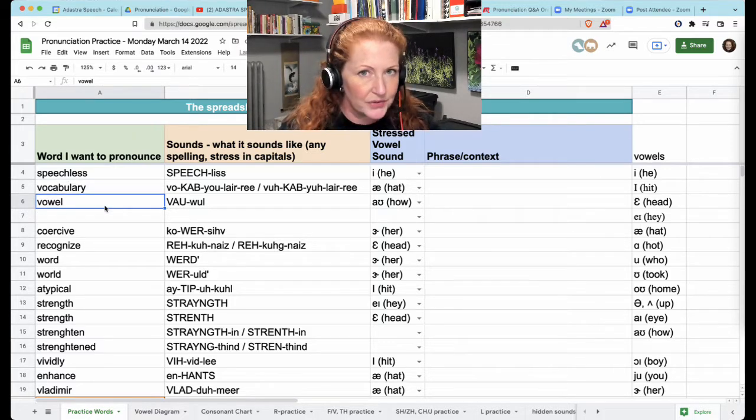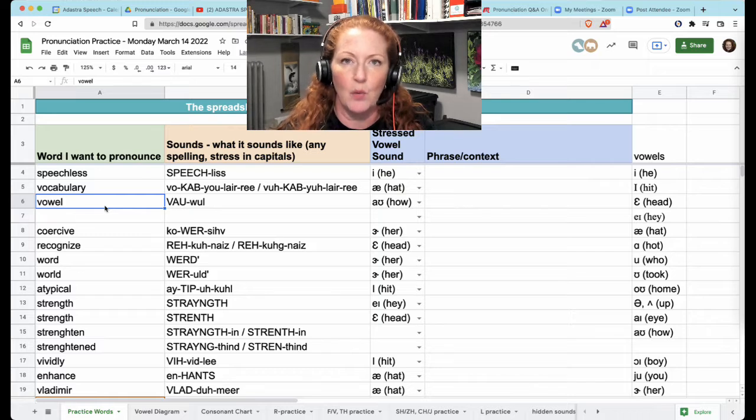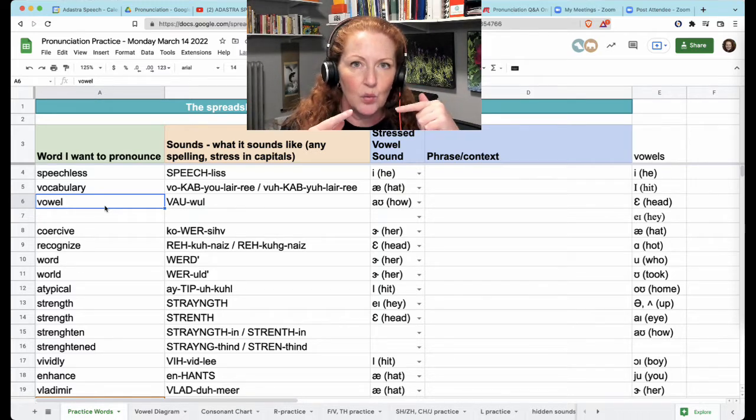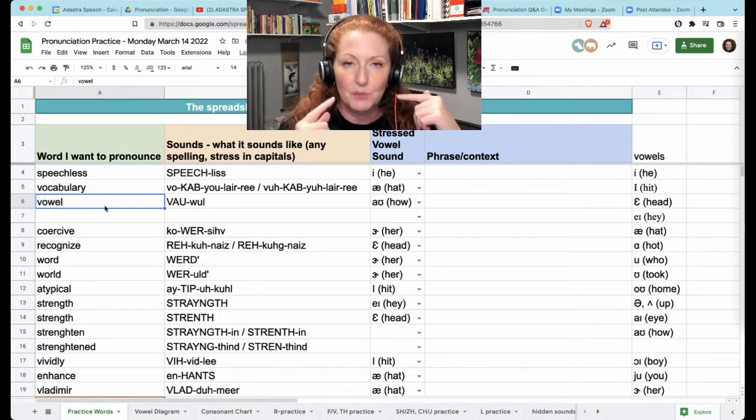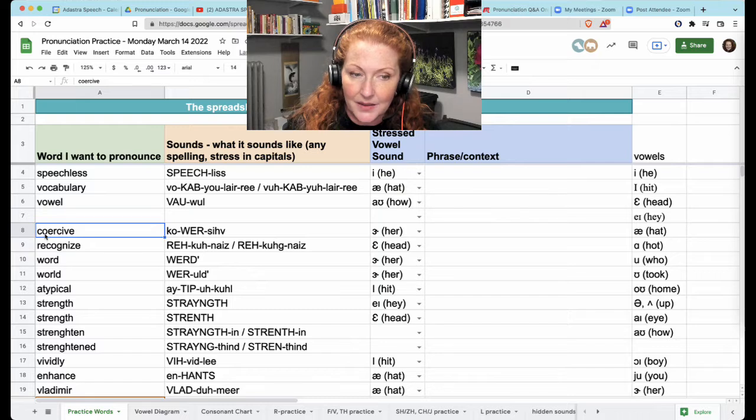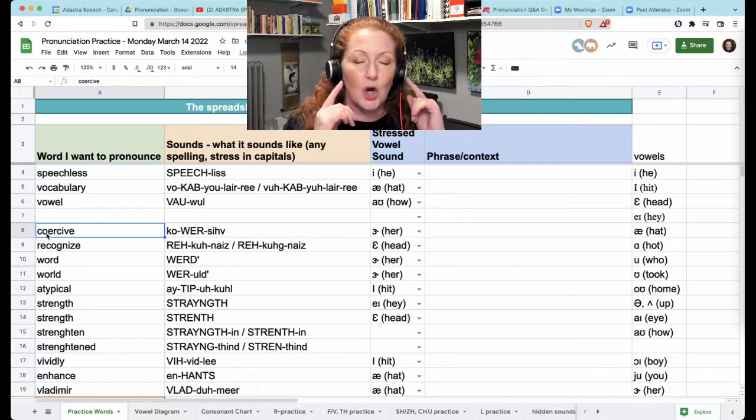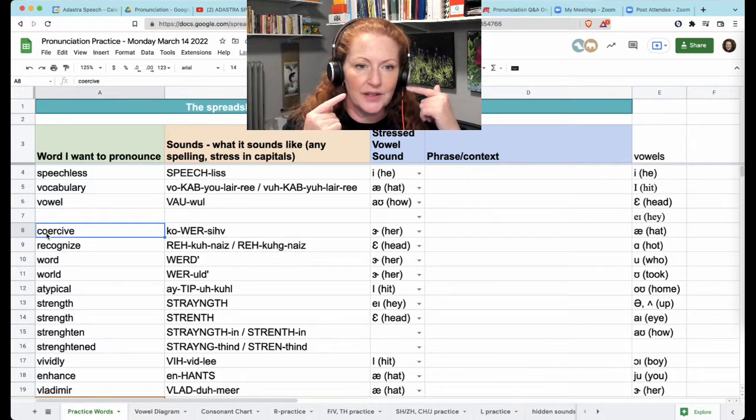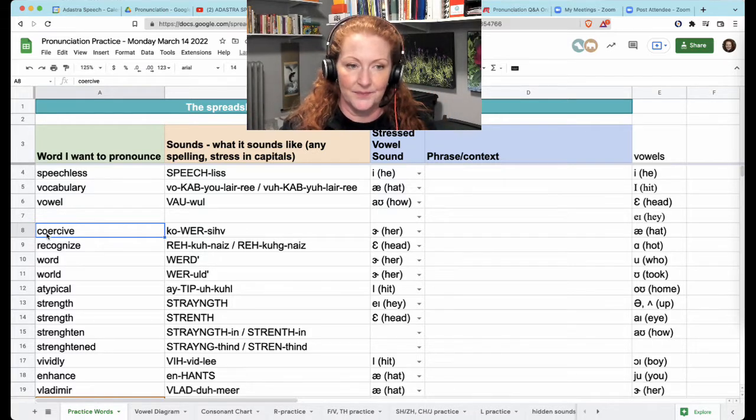Vowel. This is almost two syllables. It's not exactly vowel, but vowel. You keep your lips moving and it'll make a W, vowel. And this one doesn't look like it has a W, but when you round your lips for co and then you come back for it will make a W, coercive.